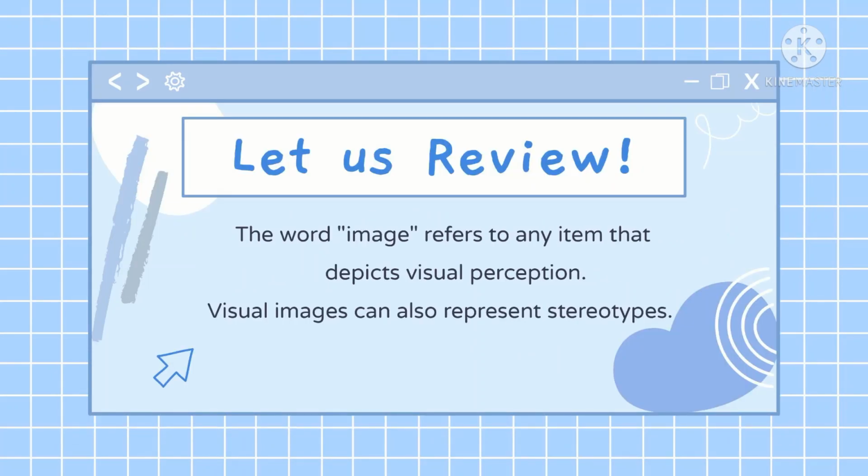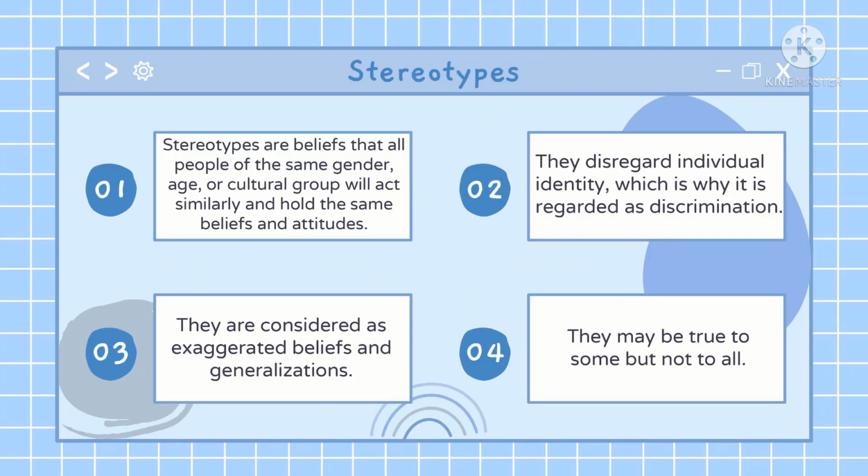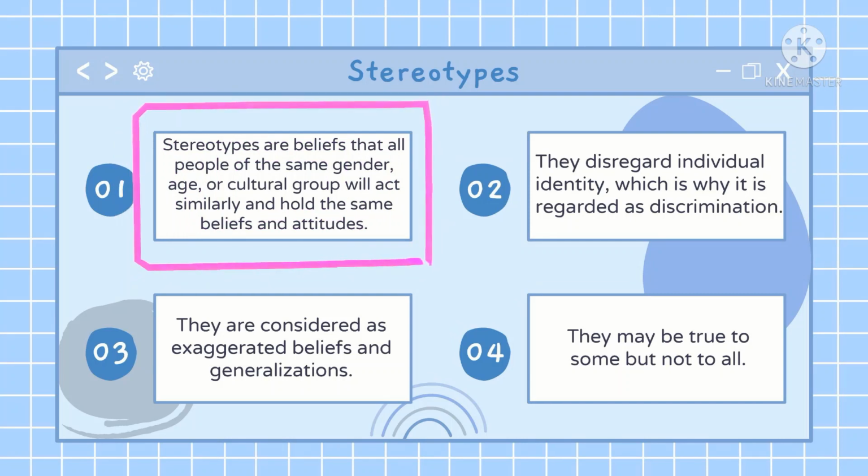One of the common viewing materials is the images. The word image refers to any item that depicts visual perception. Visual images can also represent stereotypes. When we say stereotypes, these are beliefs that all people of the same gender, age, or cultural group will act similarly and hold the same beliefs and attitudes.